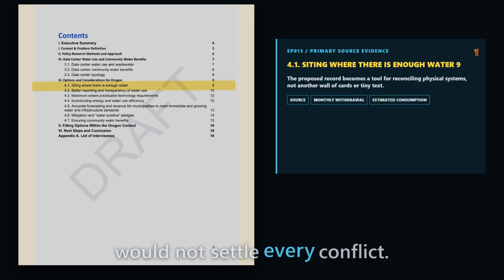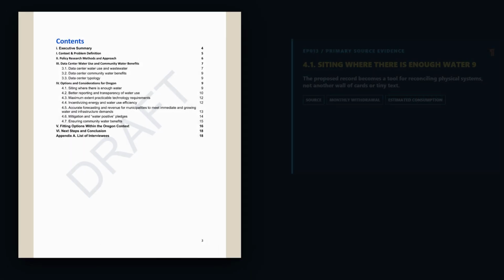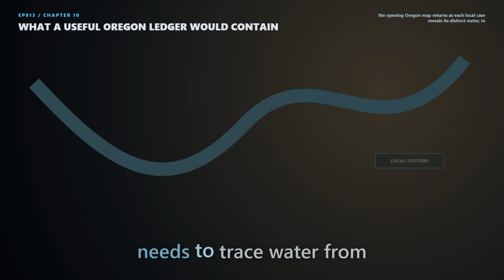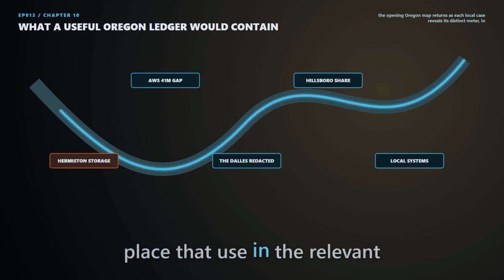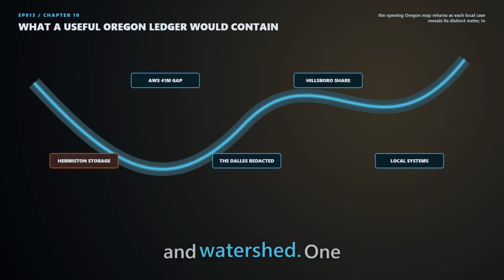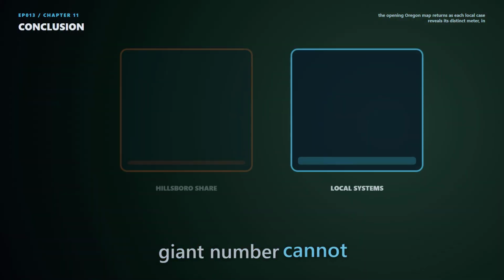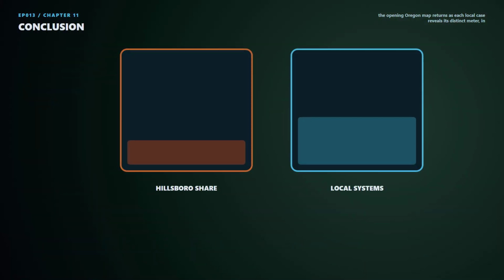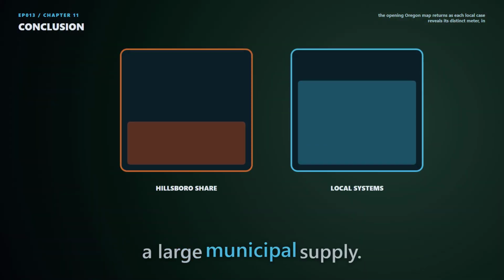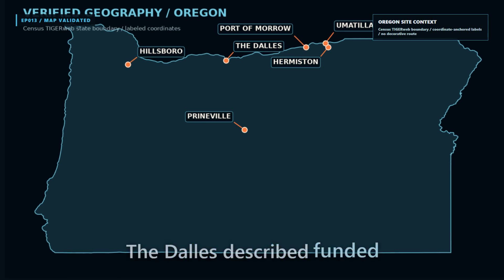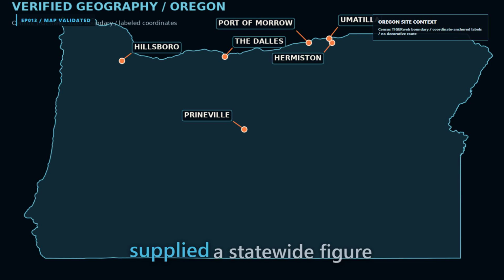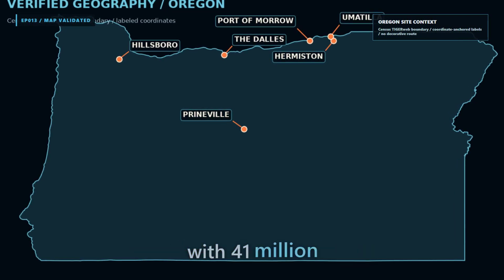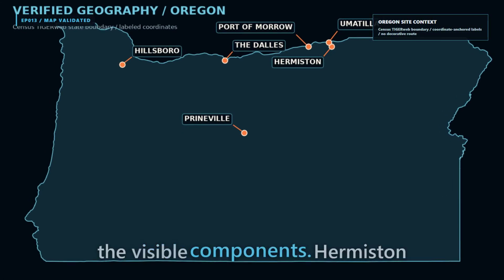Transparency would not settle every conflict. It would make the conflict specific enough to solve. Oregon needs to trace water from its source through cooling and discharge, then place that use in the relevant season, utility, and watershed. One giant number cannot do that work by itself. Hillsboro reported a modest share of a large municipal supply. The Dalles described funded infrastructure, while use quantities remained redacted. AWS supplied a statewide figure with 41 million gallons unexplained in indivisible components.